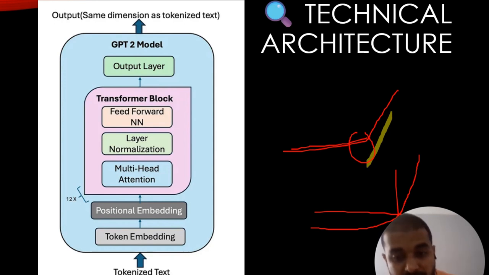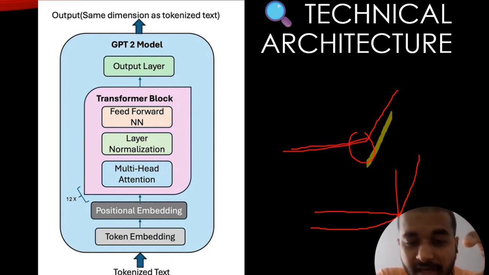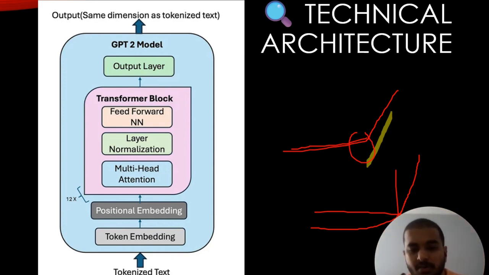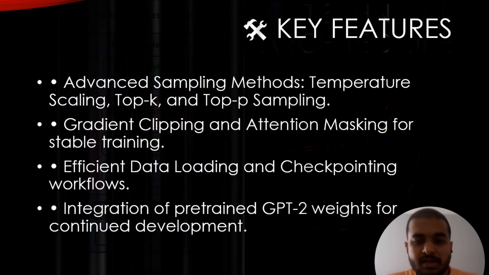But in the GPT-2 architecture, they haven't used only one transformer block. There are a total of 12 transformer blocks in the GPT-2 architecture. These transformer blocks are placed one on top of each other. The output of one transformer block is given as an input to the next transformer block.